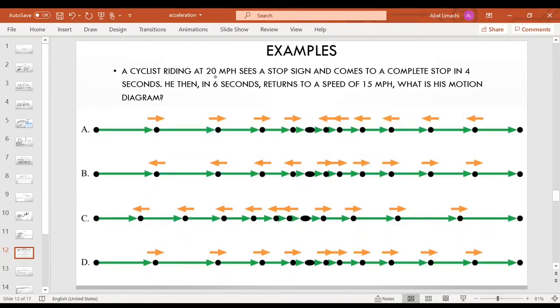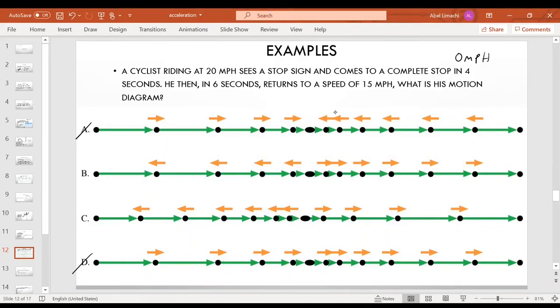He's riding at 20 miles per hour and comes to a complete stop in 4 seconds. Okay, this means that he's going to a complete stop. He's going to 0 miles per hour. He's slowing down. What this means is that the acceleration and the velocity for the first 4 seconds must be opposite of each other. So it can't be A because they're both facing the same way, and that wouldn't mean that it's slowing down. He would be speeding up in this case. B has them opposite, C has them opposite, and D has them facing the same way, so it also can't be D.